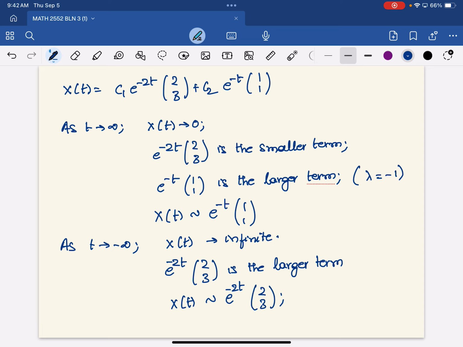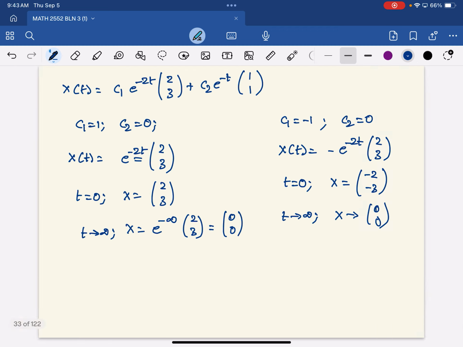Yes? So this corresponds to the eigenvalue negative 2. So what does that tell you? That tells you that when the solution is near 0, it is influenced by the eigenvalue lambda equals negative 1. And when the solution is becoming unbounded, for t going to negative infinity, my solution is near, or parallel to, lambda equals negative 2, influenced by the eigenvalue lambda equals negative 2. Does that make sense? Is that clear?